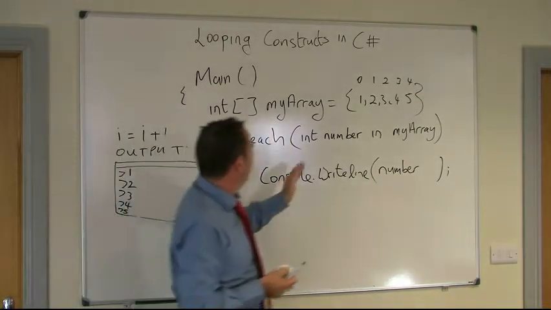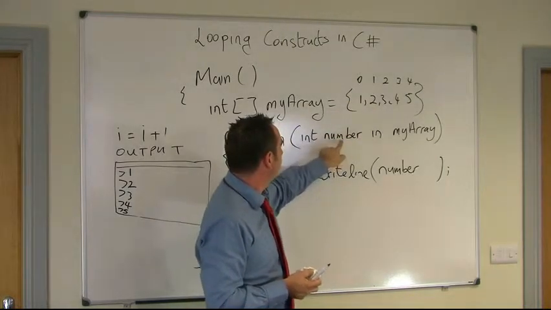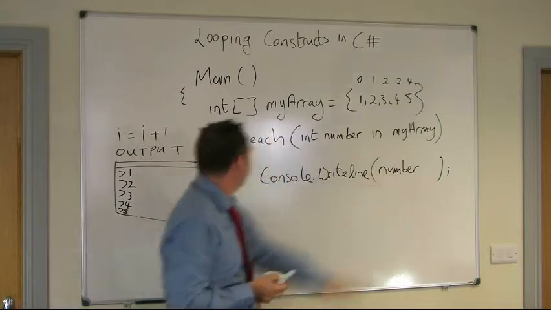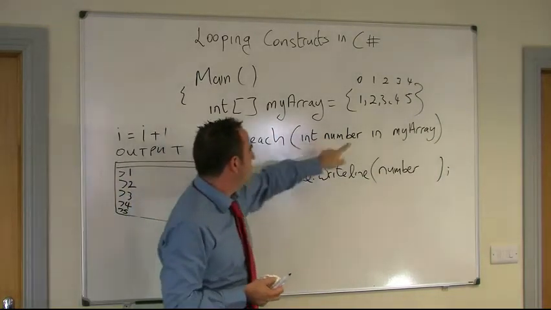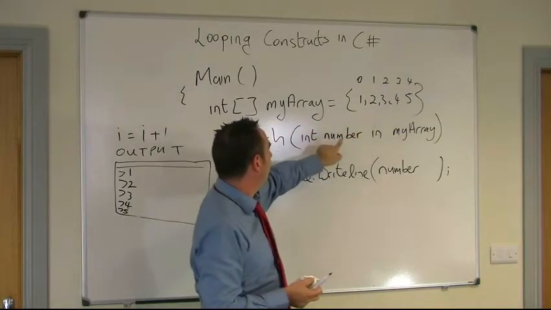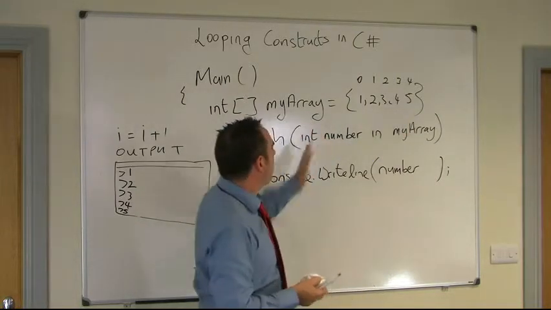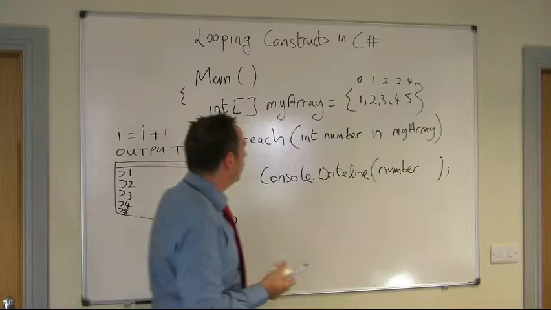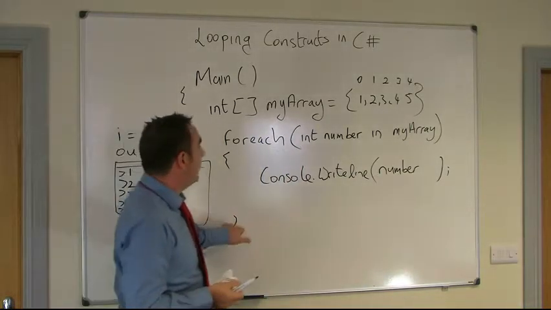Okay. Then it goes up again, and the second number, so number 2, our index 1, will be stored in number, and we print it to the screen, and the output will be 2. And we keep going like that. Each time the loop iterates, the number will be stored in this number here, and we can print each number to the screen. And when it gets to the end, it's smart enough to know that we're at the end of the array, and we exit.